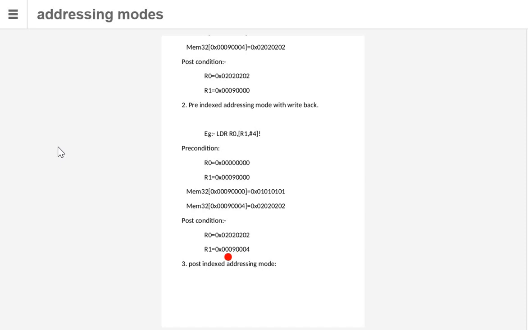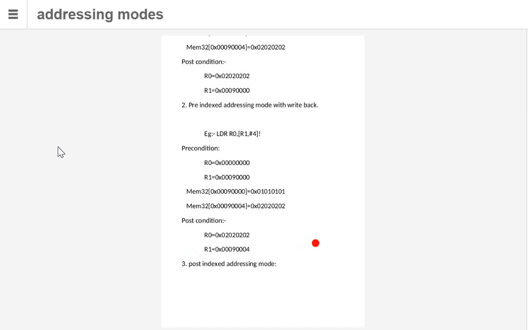That means when you have pre-index addressing mode with write back, you will modify your base register with the newly generated address, right? The newly generated address will always be after performing the operation. So here the operation is R1 plus 4. That is the only difference between pre-index addressing mode with write back and without write back. Without write back, we will not modify the base register after executing the instruction. But with write back, we will modify the base register.